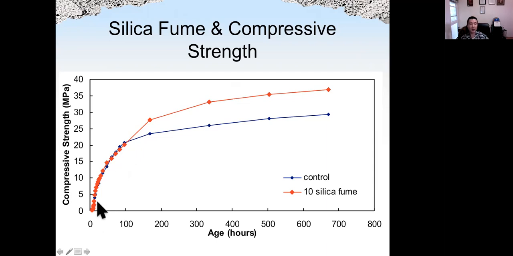So at early age, the strength will not be lower, and at later age, the strength will be higher compared to the control. So at the beginning, the concrete with silica fume will not have lower strength. At later age, the strength will be even higher.